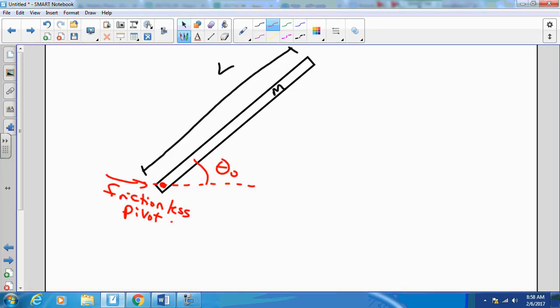This is not a hard thing to replicate. All you need is a meter stick right here, and if you'll apologize for me not having a frictionless pivot to work with, that's exactly what we're doing. So the question now is going to be, how fast is the tip of that bar moving, point P, when the bar hits the ground?